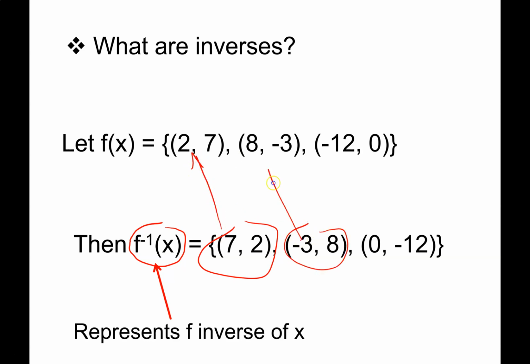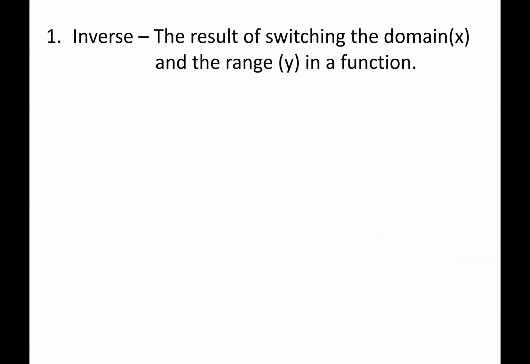How, in fact, are these different? If you said, well, basically the x and the y are switched, you've got the right idea here. An inverse is basically the result of switching your domain, your x, with your range y. Now, there are a few more things attached to it, but that's a good working definition to start with.